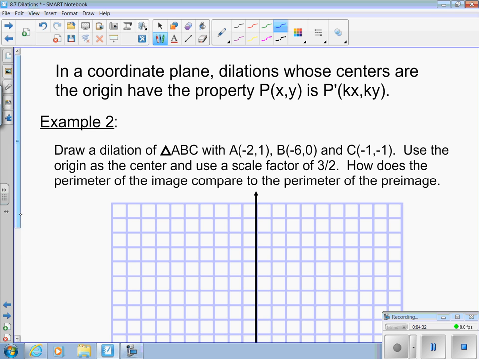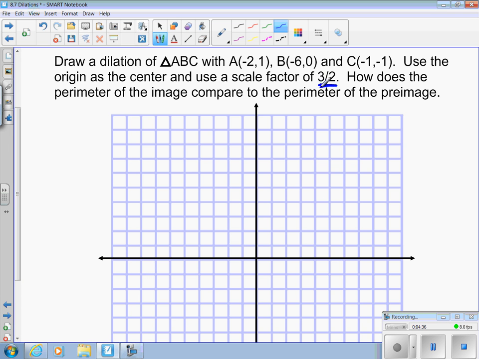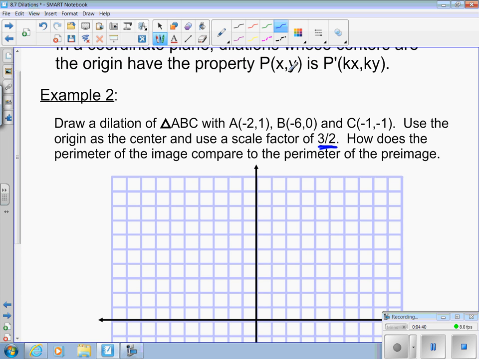In this next one, with a coordinate plane, when you use a scale factor of 3/2, what you can do is multiply your point by the scale factor. So in this case, A prime, I'm going to multiply these points by 3/2. -2 times 3/2 is -3. 1 times 3 halves is 1.5. So that's where A prime is going. B prime is going to go to negative 6 times 3 halves, which is negative 9, and 0 times that is still 0. C prime is going to be negative 1.5, negative 1.5. I'm multiplying these coordinates by 3 halves.